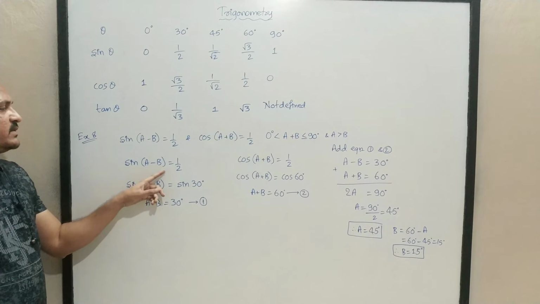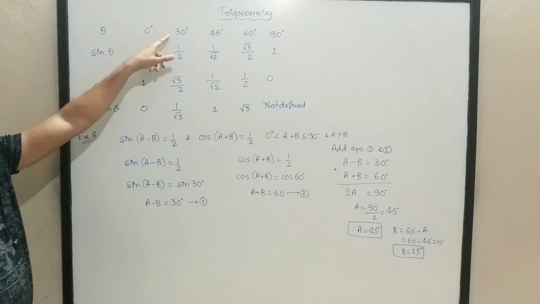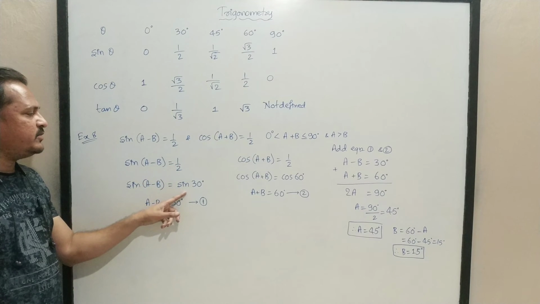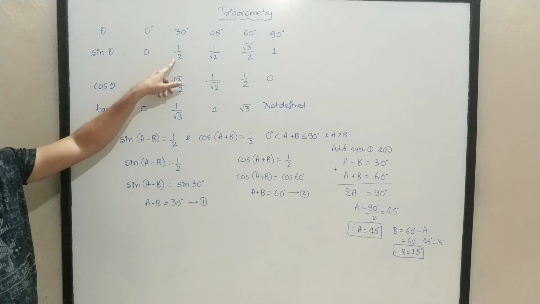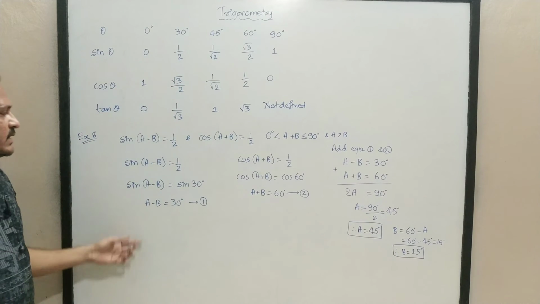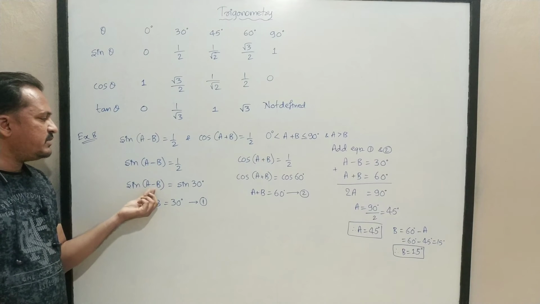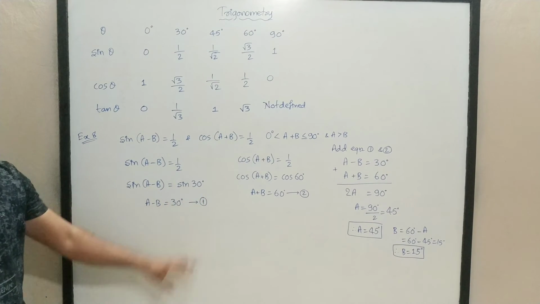Sin of A minus B is 1 by 2. 1 by 2 is nothing but sin of 30 degree. So LHS I am going to write the same. 1 by 2 I am going to change to sin of 30 degree because sin 30 is 1 by 2 here. Next, sin of A minus B and sin 30 both are the same here. So A minus B is equal to 30. That is our equation number 1.